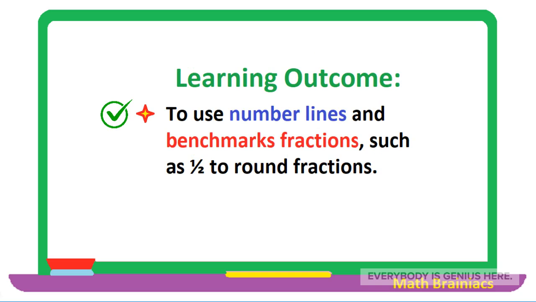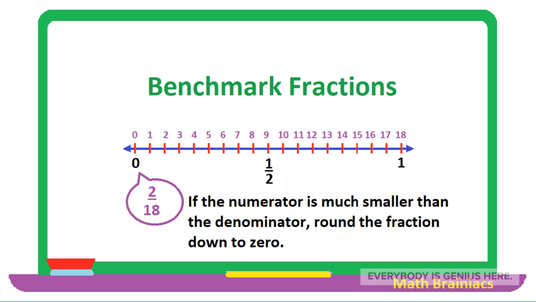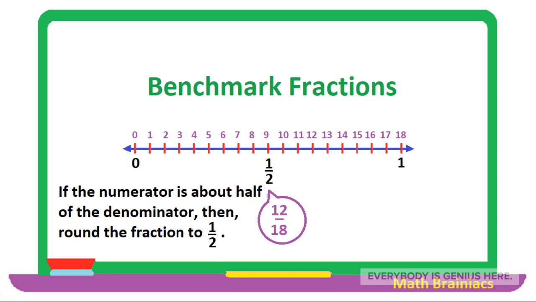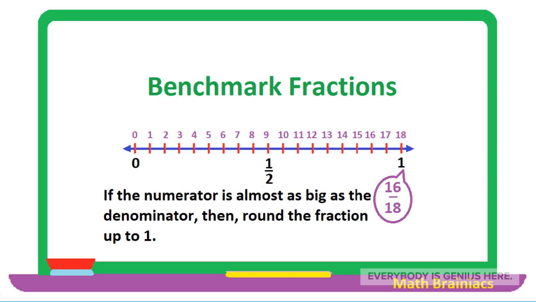Correspondingly, we have met our goal for today's lesson. We have learned how to use number lines and benchmark fractions such as 1/2 to round fractions. To wrap it up, I want you to remember that if the numerator is much smaller than the denominator, round the fraction down to 0. Likewise, if the numerator is about half of the denominator, then round the fraction to 1/2. Furthermore, if the numerator is almost as large as the denominator, then round the fraction up to 1.